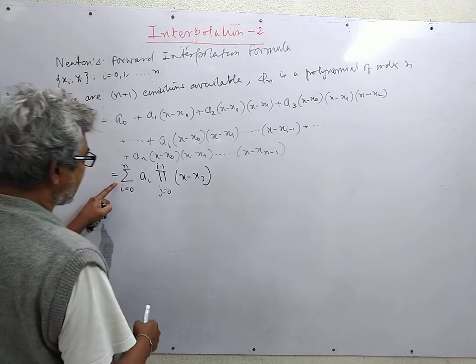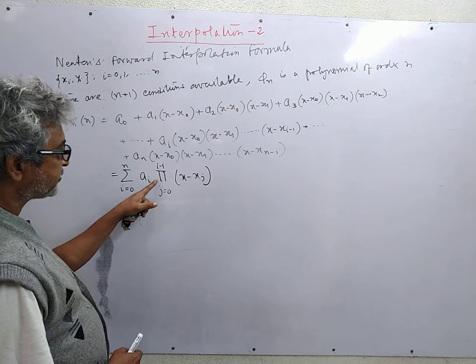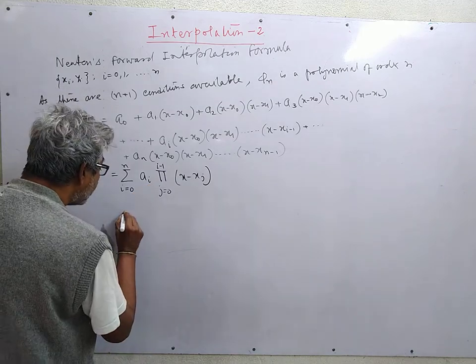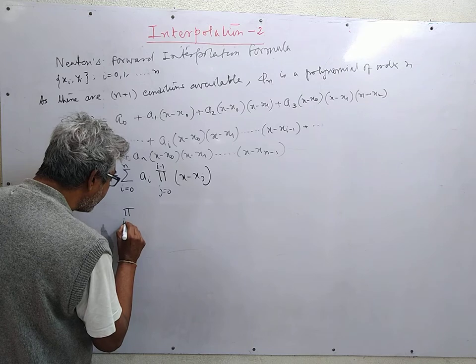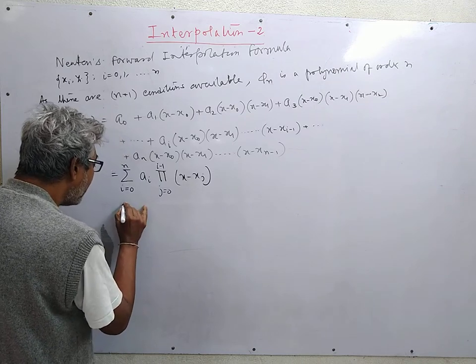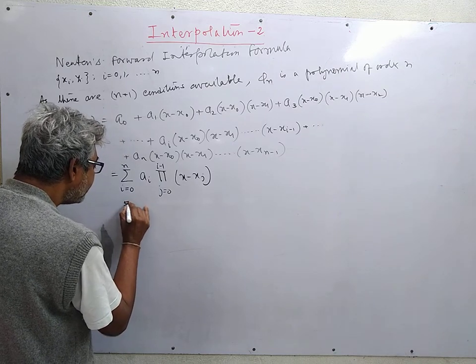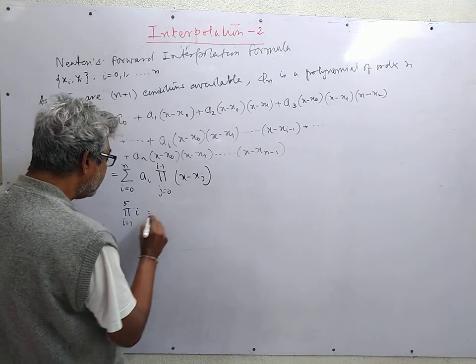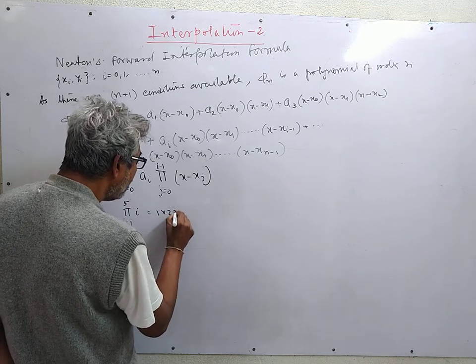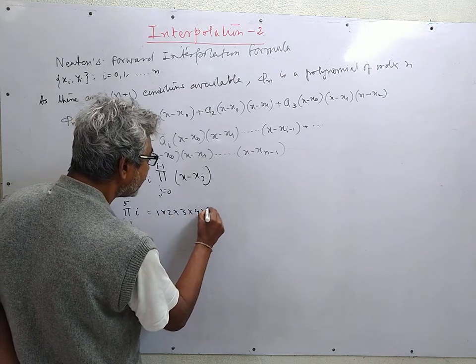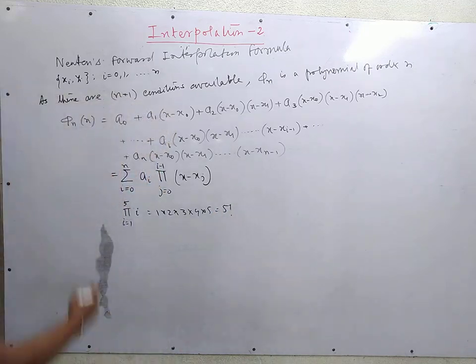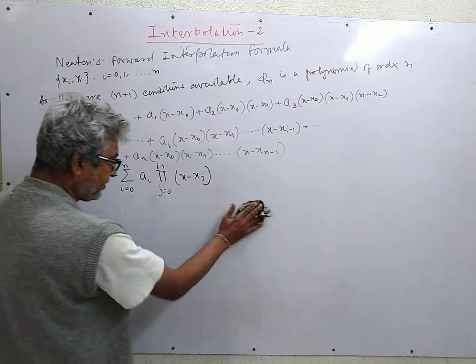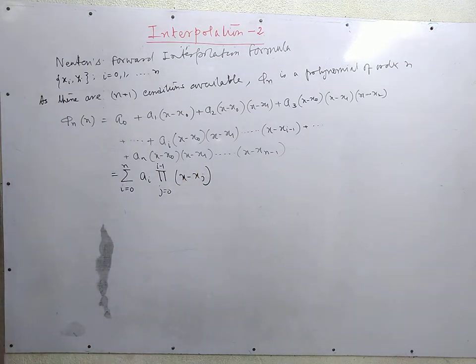As capital sigma stands for summation, capital pi stands for product. As you might be aware, if we write i equal to 1 to 5, then this is 1, 2, 3, 4, right up to 5, that is factorial 5. So we can write the factorial of an integral order by using the capital pi notation. So this is the compact way of writing the formula.